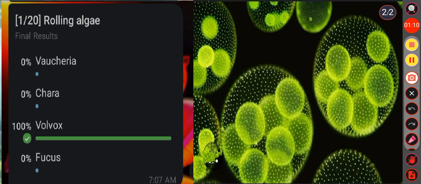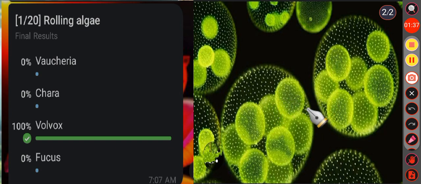Okay, see the first question. Rolling algae. Option A Vaucheria, option B Chara, option C Volvox, option D Fucus. Here the correct answer is option C, that is Volvox. Why is Volvox called rolling algae? Because it moves in a rolling motion and forms small light green balls that spin on the surface of water.